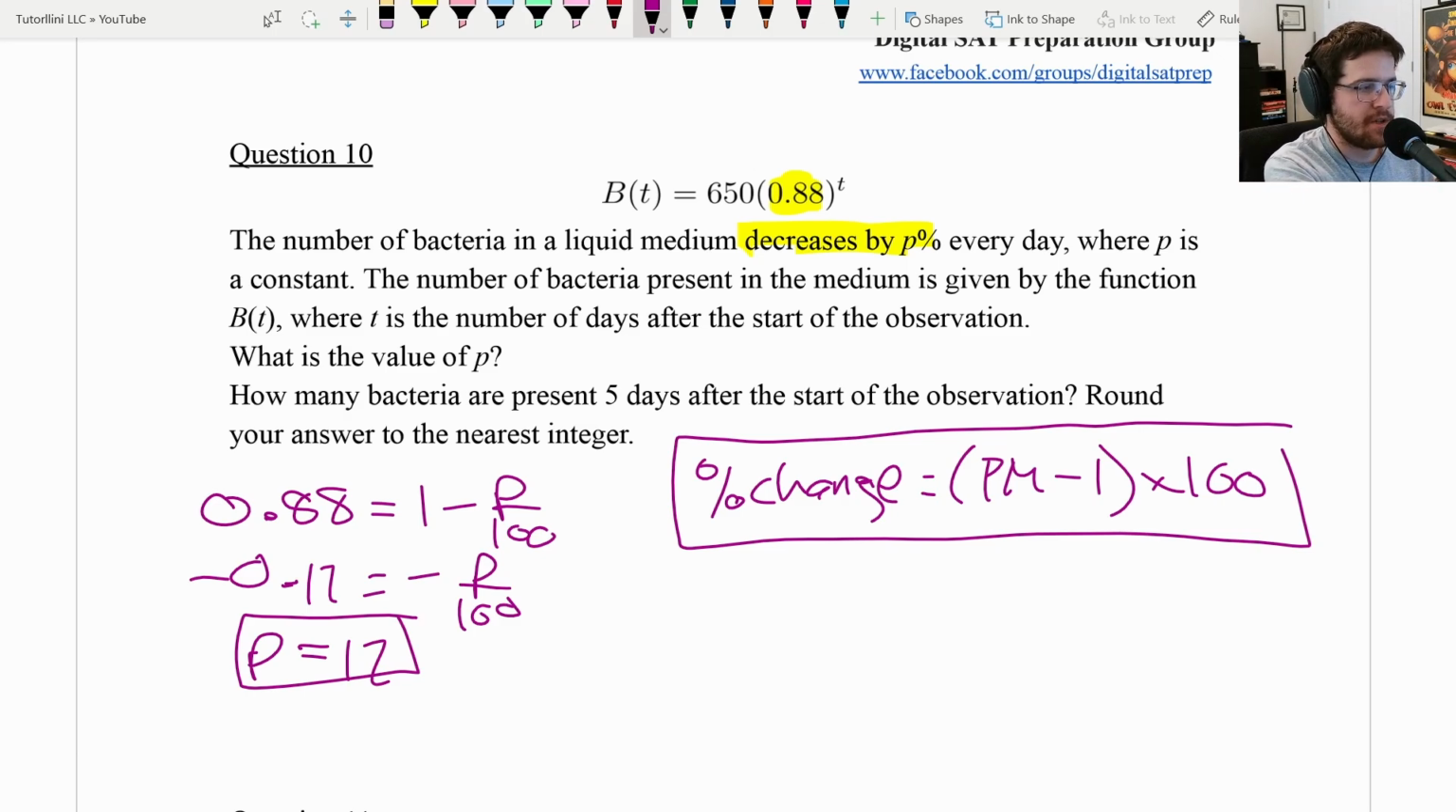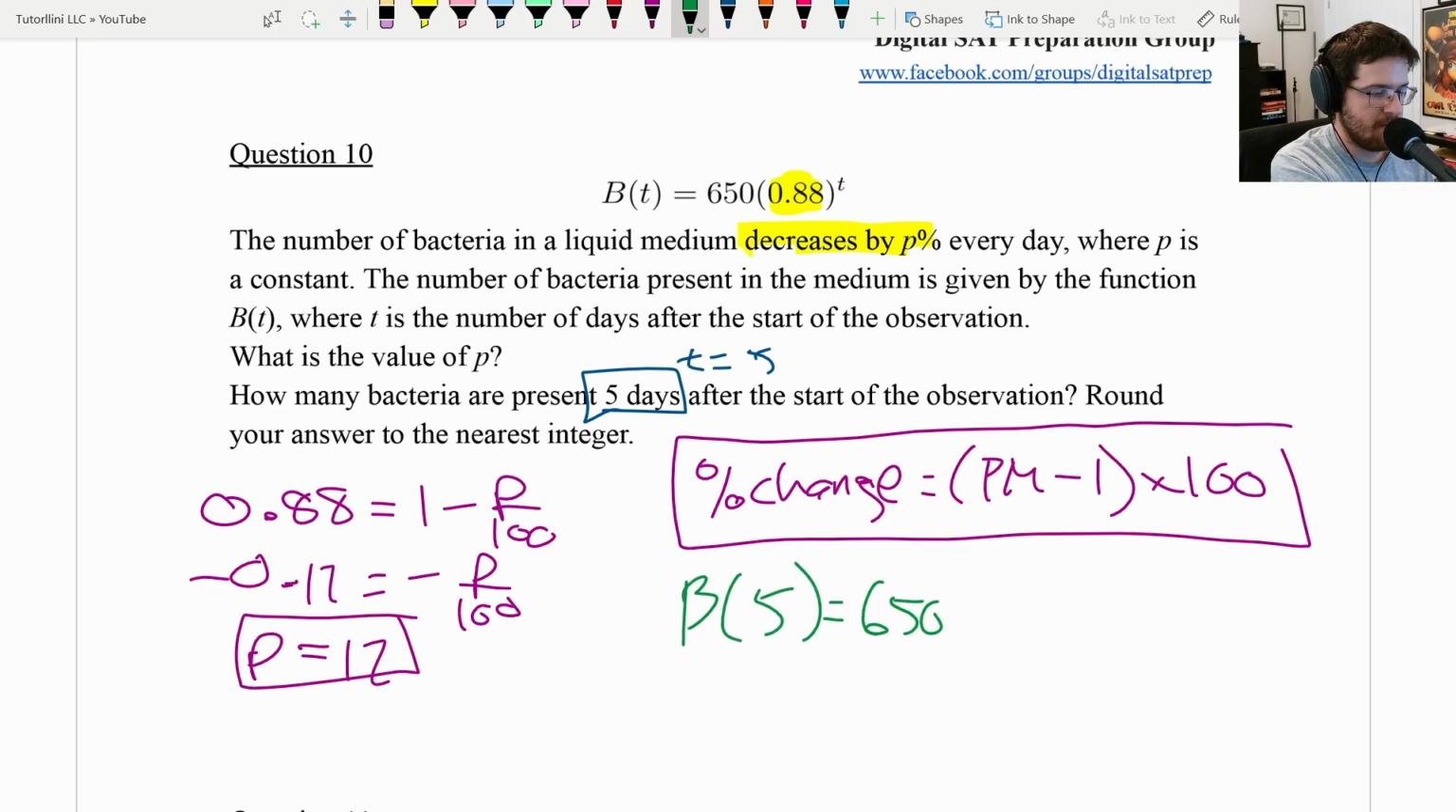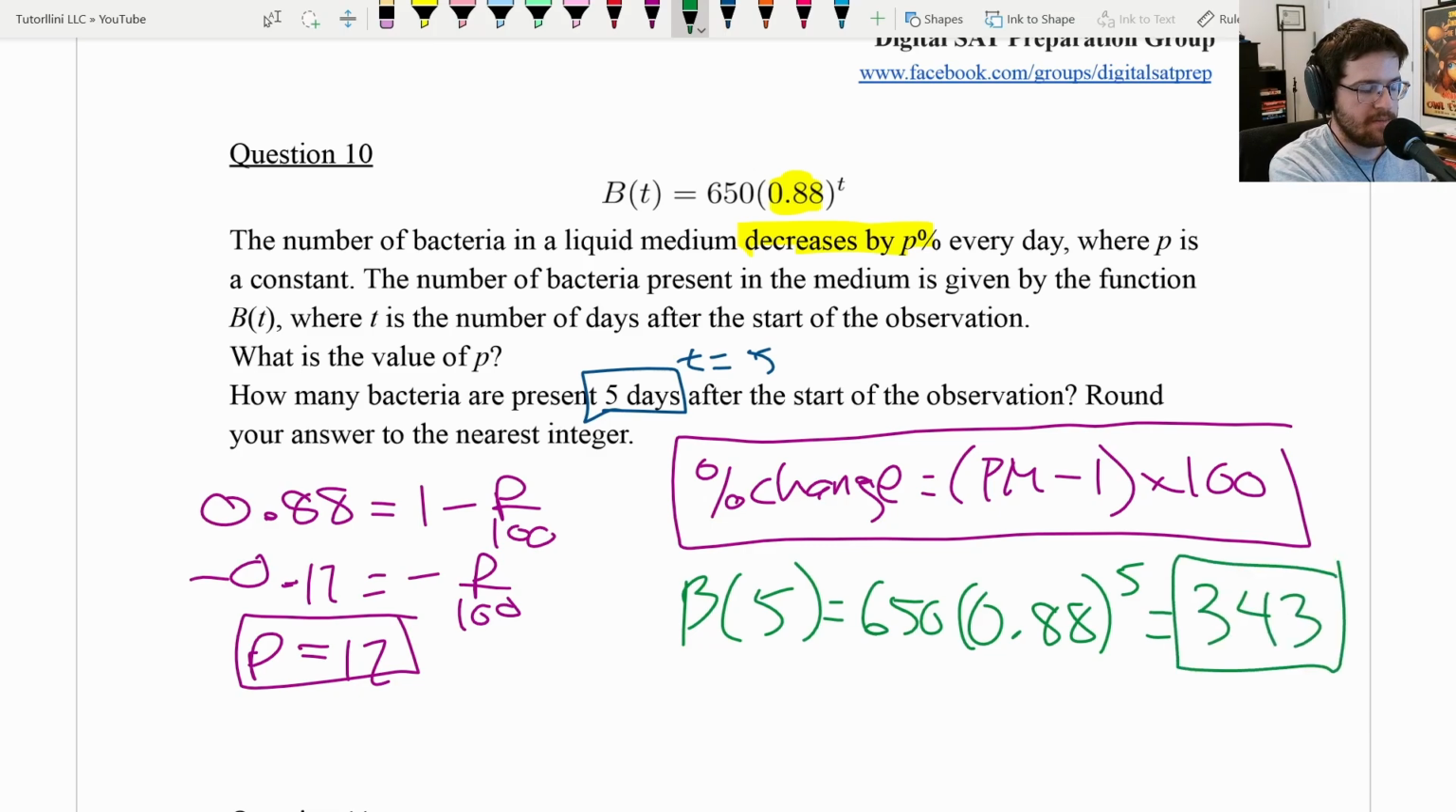Let's answer the second question. So it says 5 days. So that basically just tells me t equals 5. So it just wants me to find b of 5. So I'm going to do b of 5 equals 650 times 0.88 to the 5. And we're going to round to the nearest integer, the nearest whole number. I am getting about 343, so that is the answer to the second question.